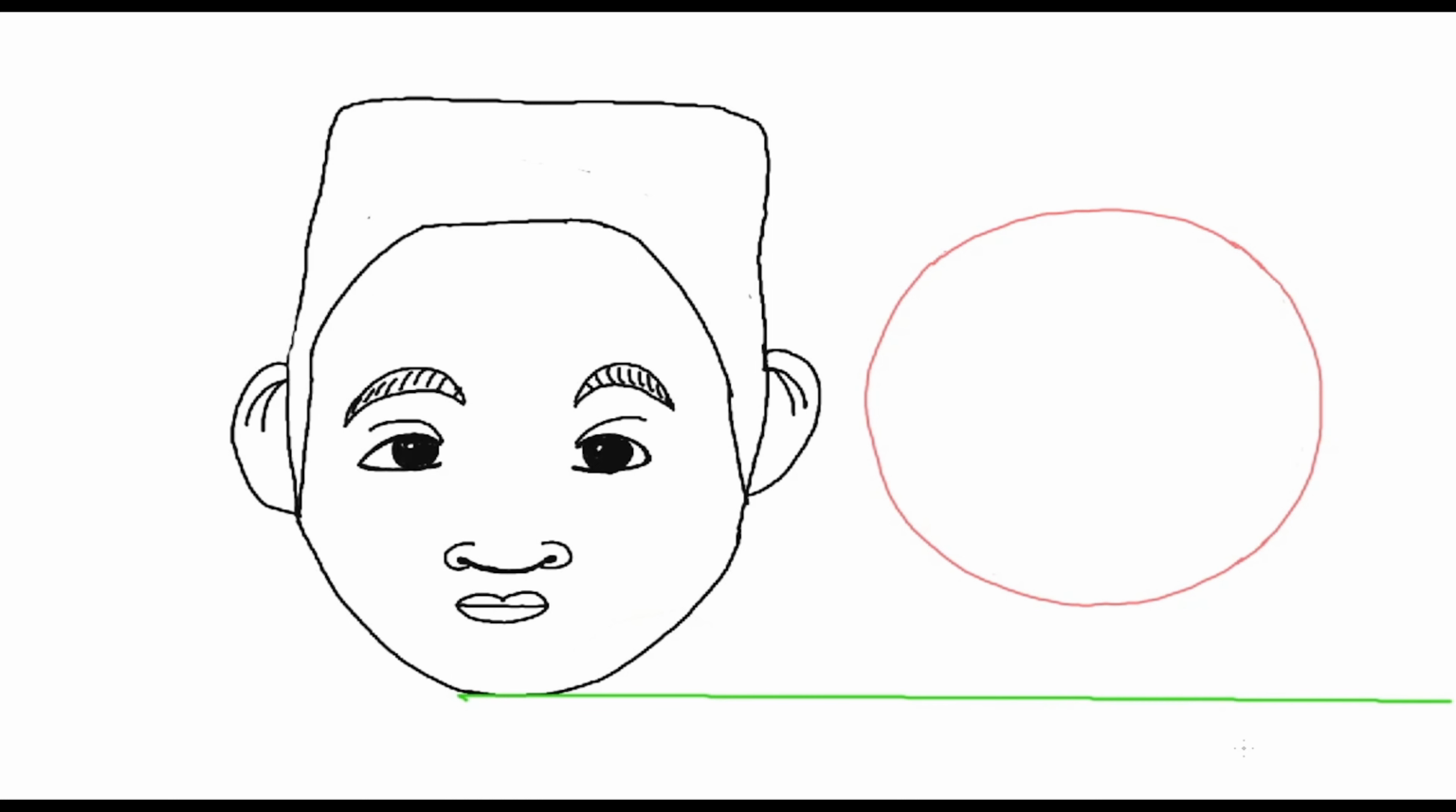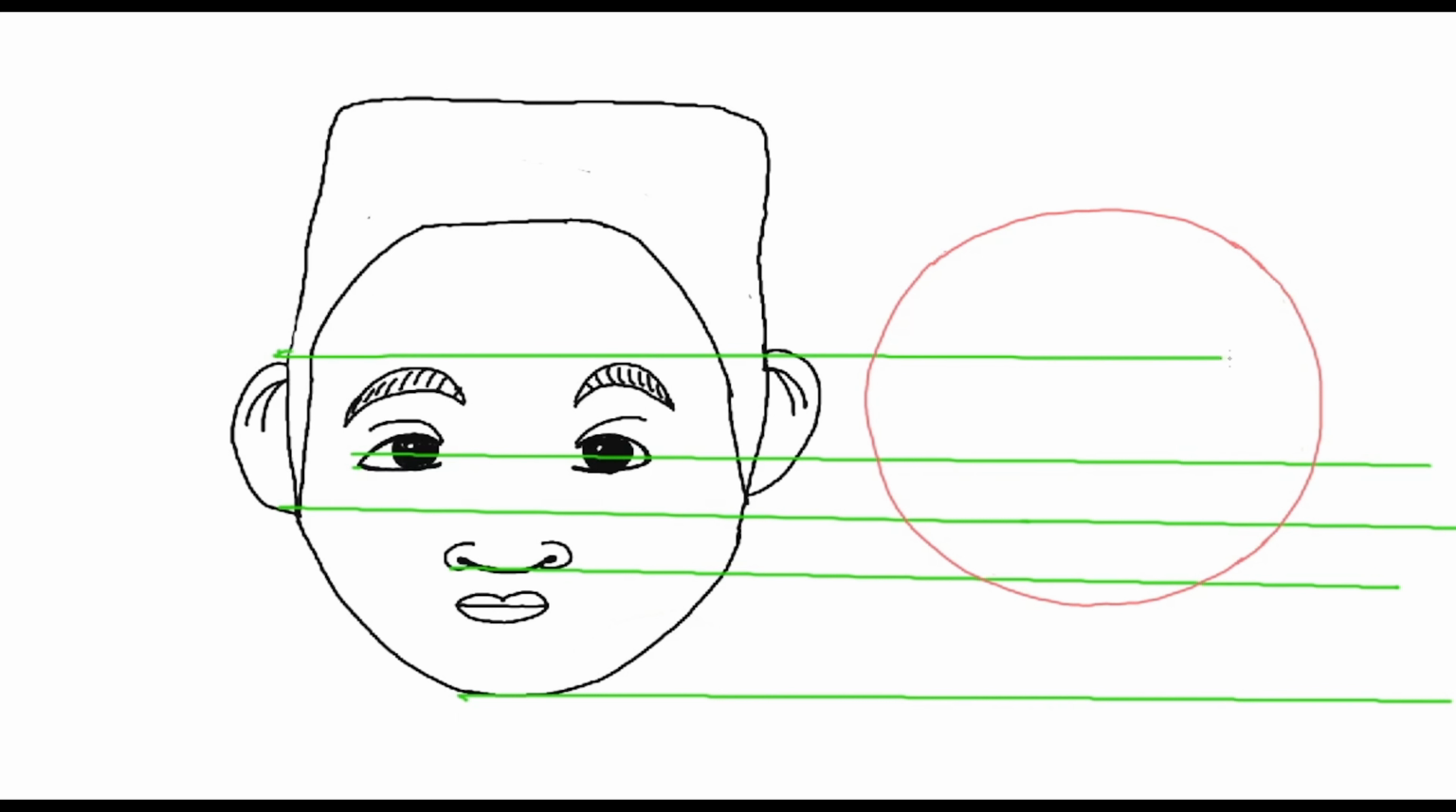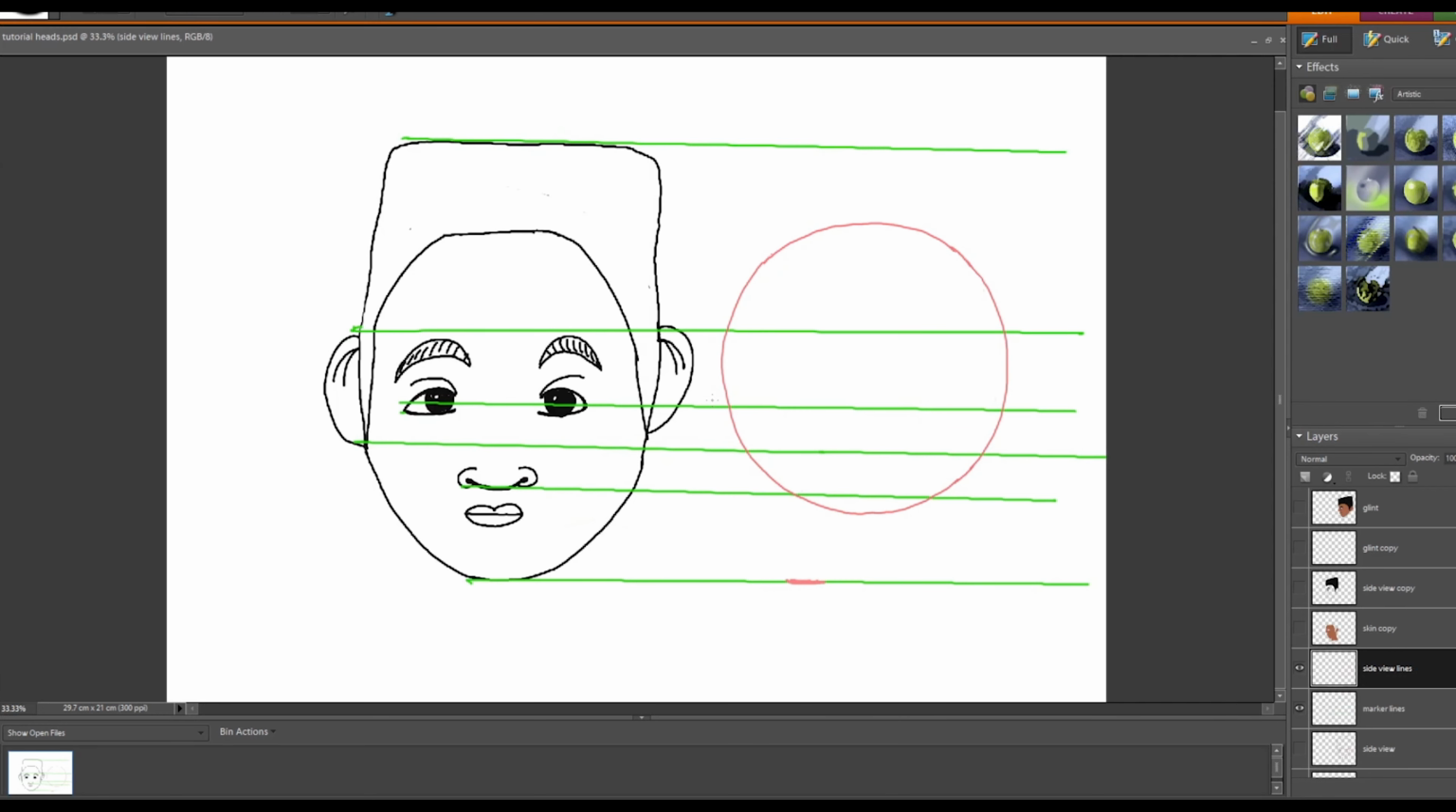We draw a straight line under the chin, under the nose, a line in between the eyes, the bottom and top of the ear, and lastly the top of the hair. The guidelines are green just to make it easier to identify our guides.